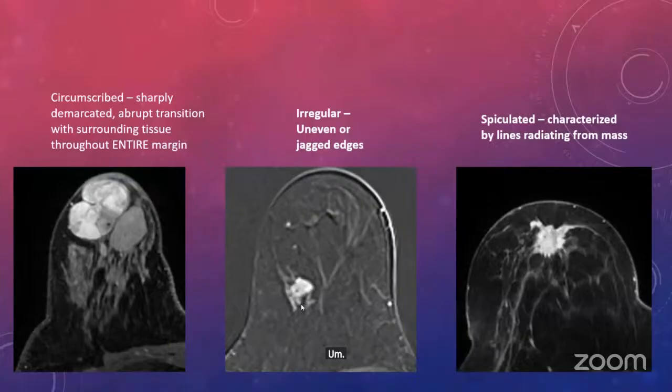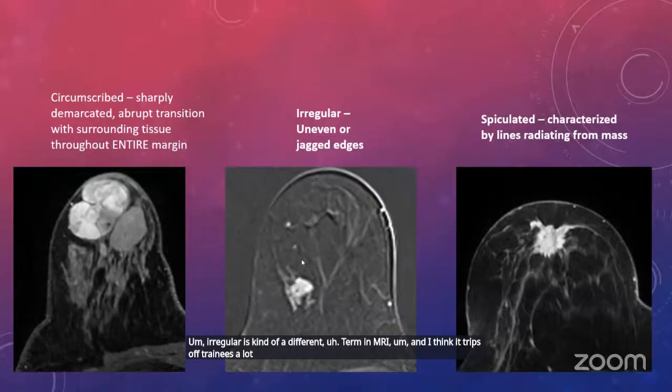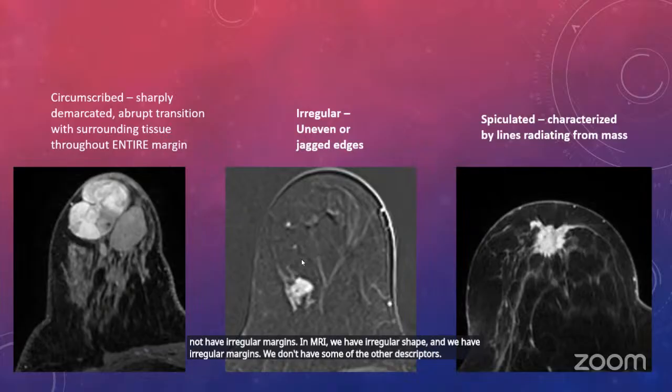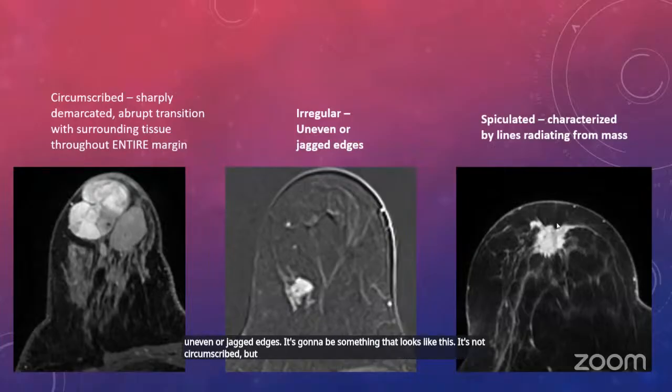Irregular is kind of a different term in MRI, and I think it trips up trainees a lot because in ultrasound, we have irregular shape, but we do not have irregular margins. In MRI, we have irregular shape and we have irregular margins. We don't have some of the other descriptors like angular, microlobulated. If they ever let me on the BI-RADS committee, I'll sort that out. I think it should all be the same. But basically, irregular means uneven or jagged edges. It's going to be something that looks like this. It's not circumscribed, but it's also not quite spiculated.